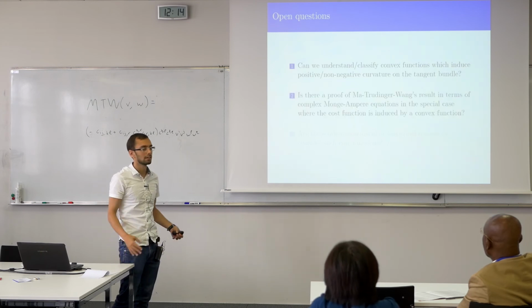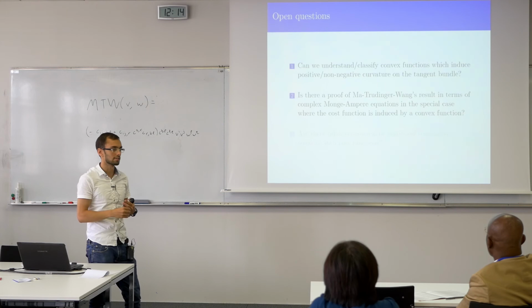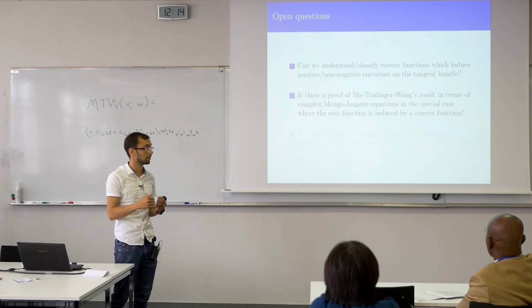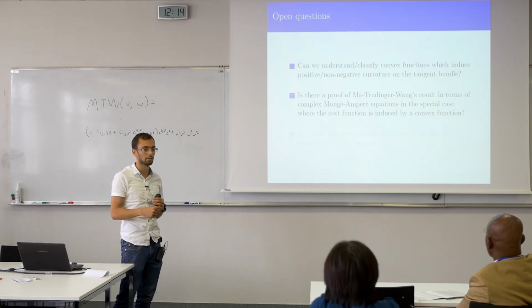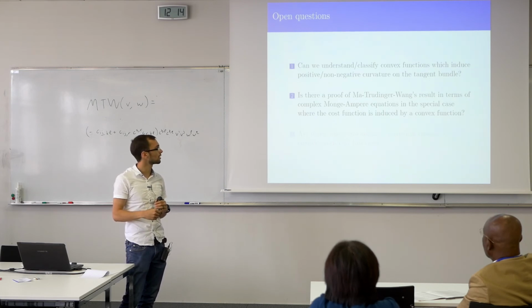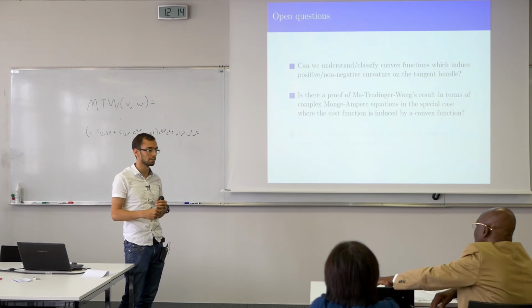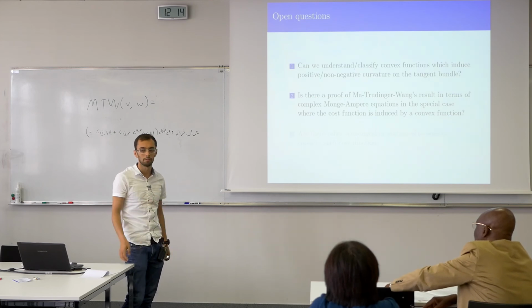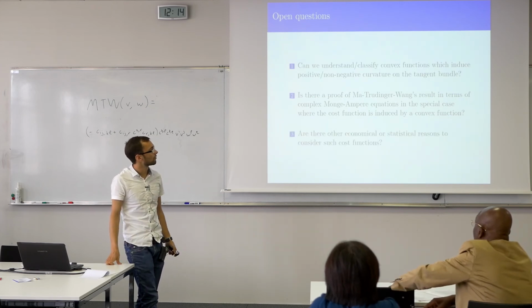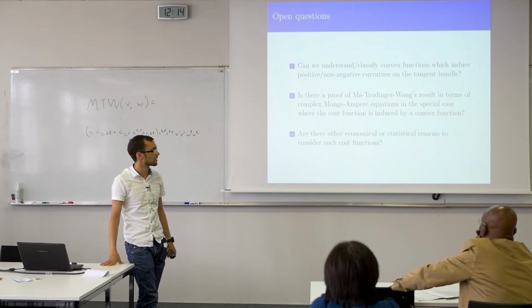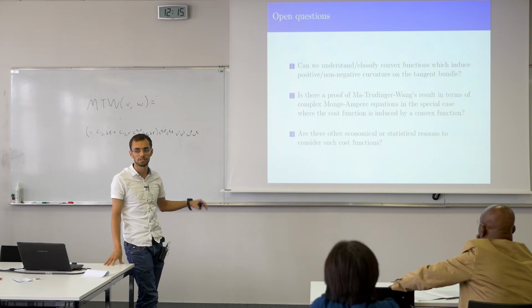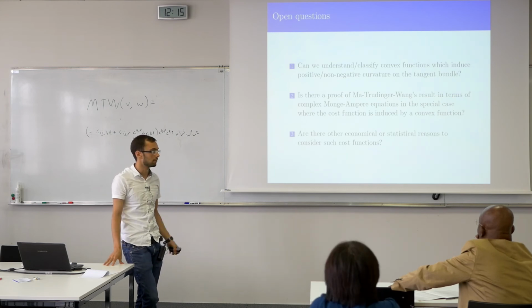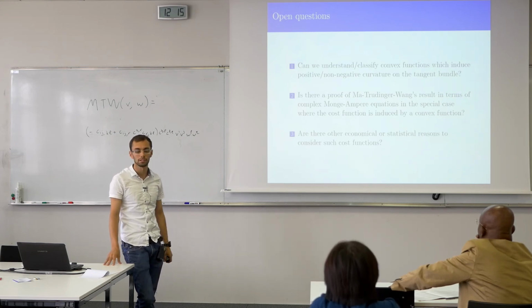The next thing is that the Mautrer-Dinger-Wang result is some very deep theorem involving Monge-Ampère equations. It'd be interesting to know if there's some way of proving this in terms of complex Monge-Ampère equations, now that we have a complex formulation. And finally, it'd be interesting to know if there are other applications for these sorts of cost functions. We have one, but we'd like to know of others.